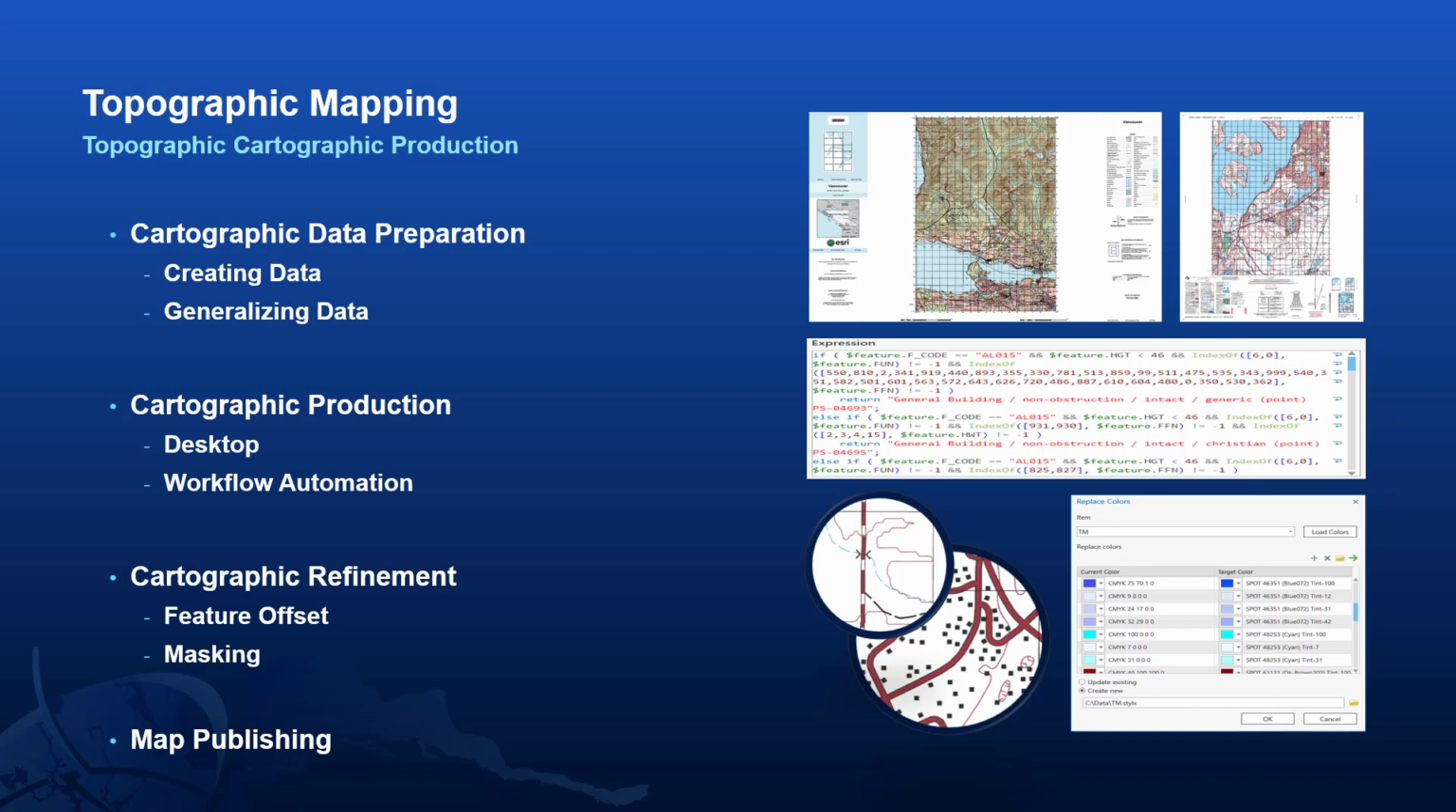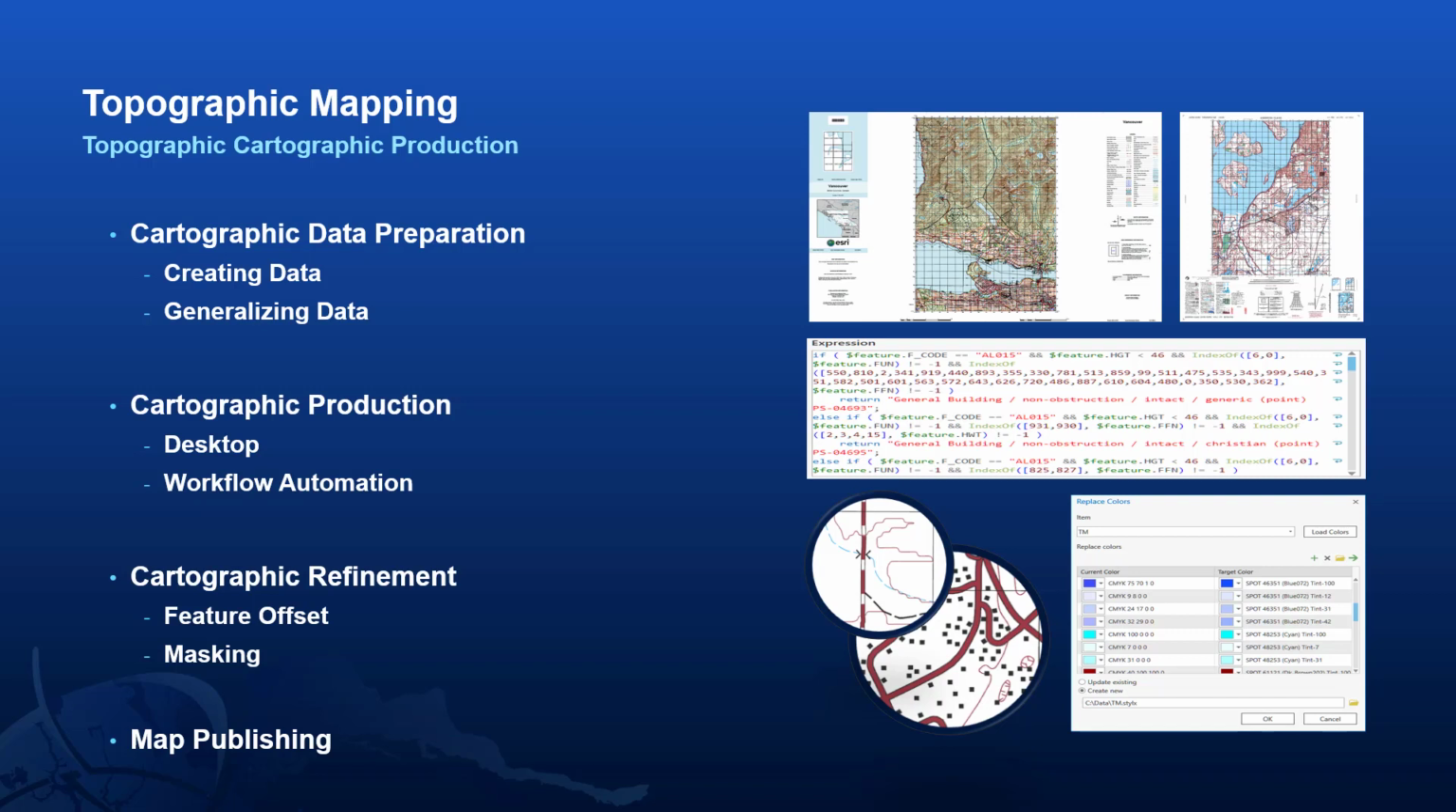Cartographic production with ArcGIS production mapping and ArcGIS defense mapping. We start the cartographic process with preparing cartographic data. This is a step where we prepare data that will be necessary for topographic map specifications. Creating data like contours, spot heights, or data that is needed for your map specification.